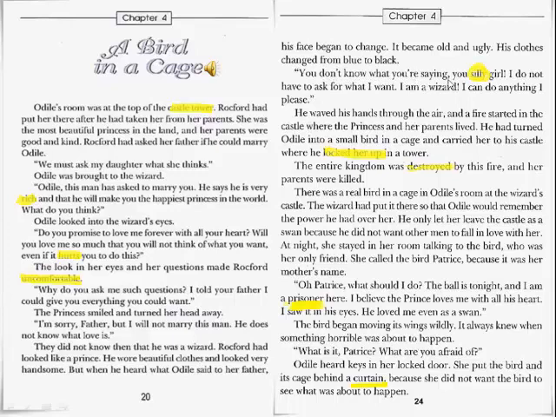You don't know what you're saying, you silly girl. I do not have to ask for what I want. I am a wizard. I can do anything I please. He waved his hands through the air, and a fire started in the castle where the princess and her parents lived. He had turned Odile into a small bird in a cage and carried her to his castle, where he locked her up in a tower. The entire kingdom was destroyed by this fire, and her parents were killed.